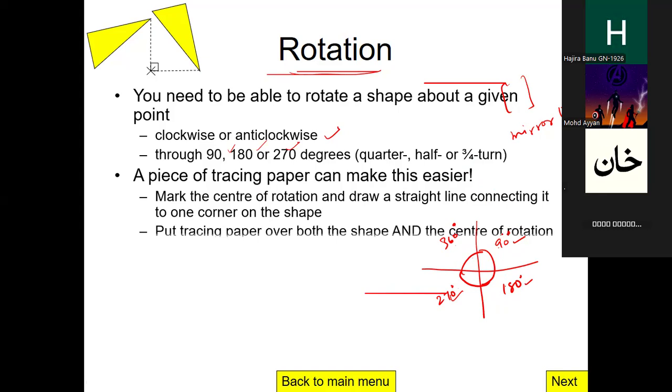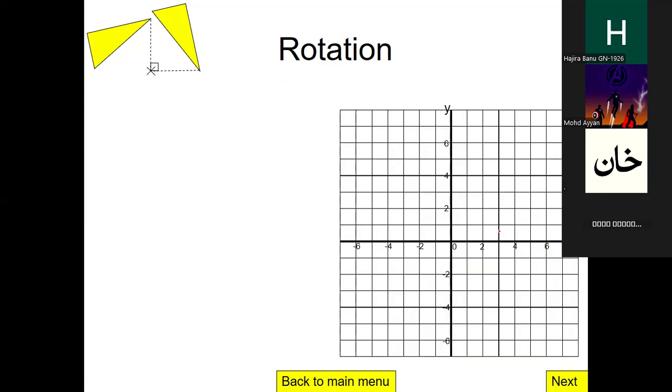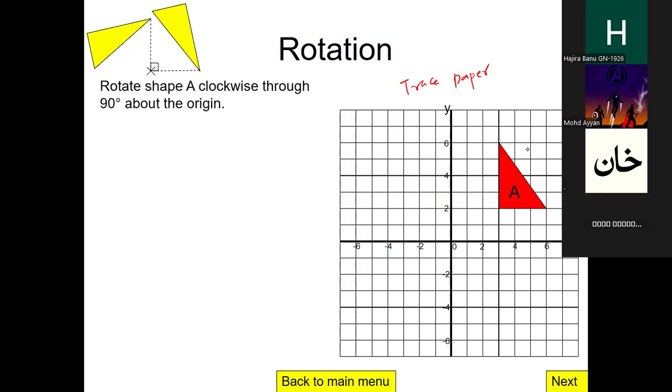So now, it's a very simple thing. Again, I'll show you with an animation. This is your shape and you need a trace paper for this rotation. You might have read in your paper, in the starting material required: calculator and trace paper. So trace paper is required here.